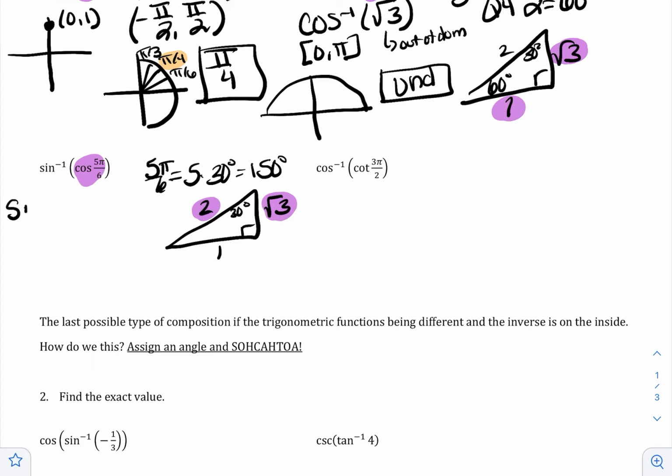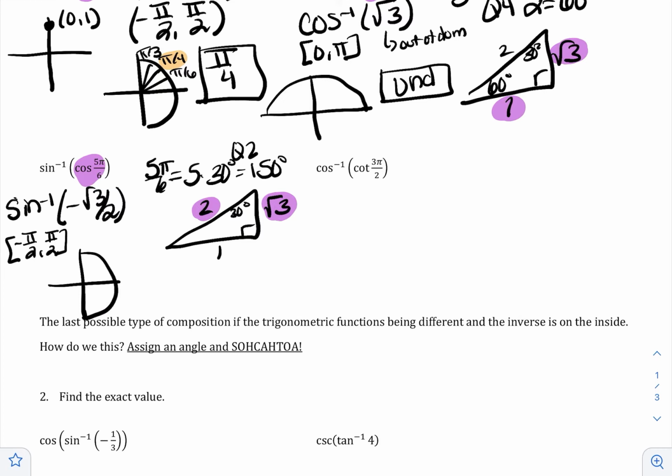So I have the sine inverse. But remember, I got to think about my quadrant. I am in quadrant 2. And in quadrant 2, cosine is negative. So this is negative square root of 3 over 2. Now I have an inverse, so I'm restricted. So negative pi over 2 to pi over 2. That's here. It's negative, so it's going to be in quadrant 4 for sine. So 1, 2, 3. And the angle in quadrant 4 that will give me that sine, negative radical 3 over 2, is going to be the last one, negative pi over 3. So my final answer is negative pi over 3.